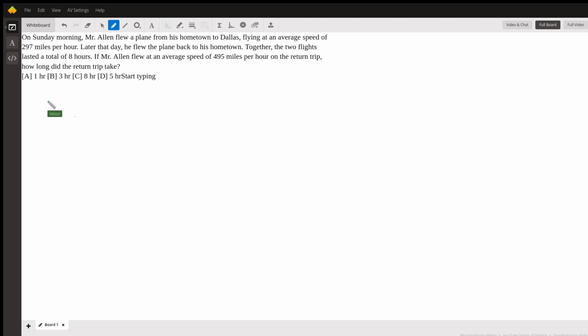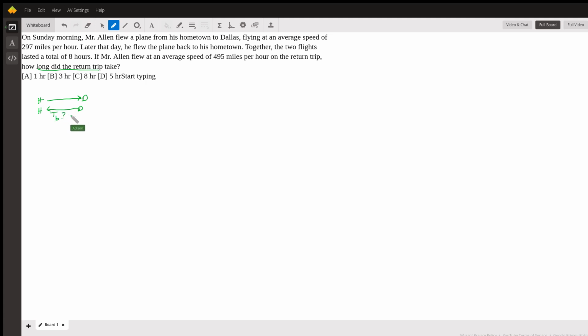It is telling us that Mr. Allen took 2 trips. He took one trip from home to Dallas, and then he took a second trip from Dallas to home. And the question is specifically asking us, how long did the return trip take? So how long did it take for him to come back home?